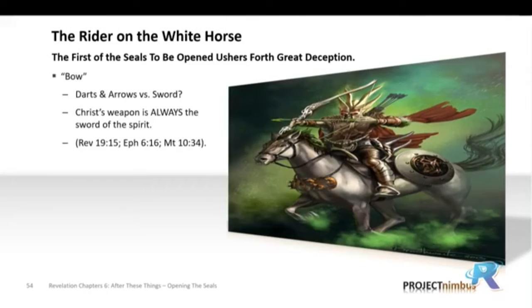Now, here's another reason we should be able to tell that it's not Christ. What's his weapon? It's a bow. Well, Christ's weapon is always the sword of the Spirit. We see that in Revelation 19:15, the sword comes out of his mouth. Ephesians 6:16, Matthew 10:34, the sword of the Spirit is always Christ's weapon throughout the Bible, and idioms are consistent.